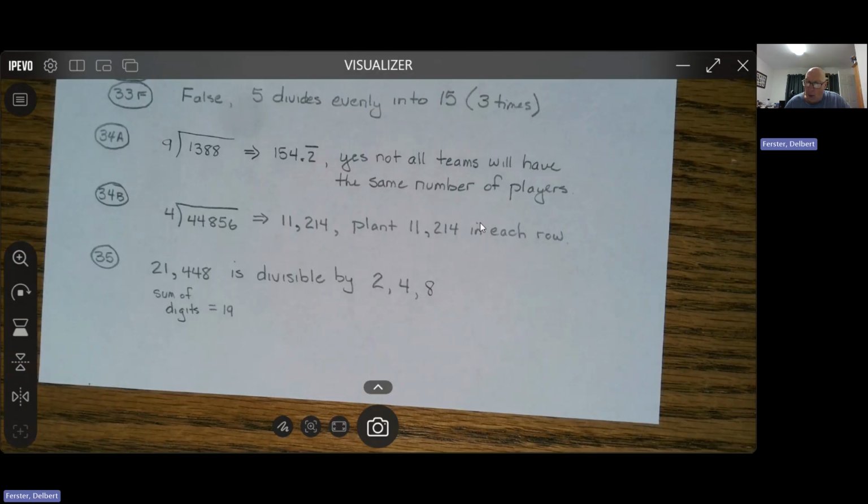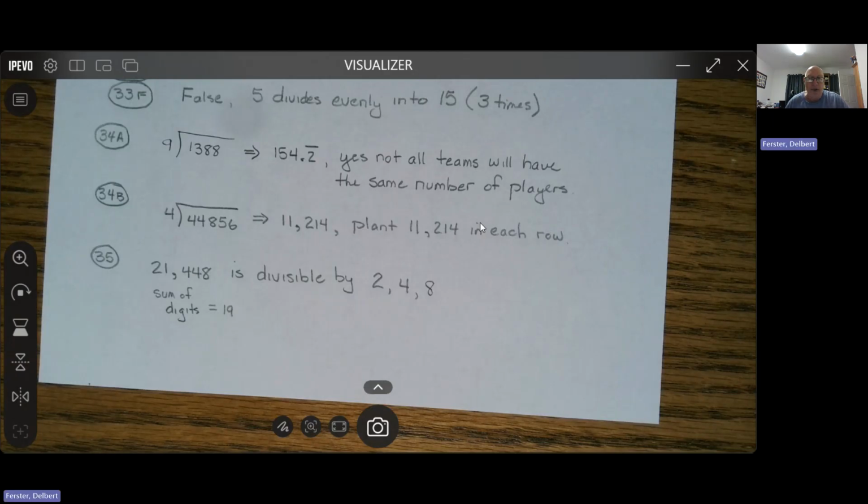You see, I tried to figure out whether 3 would work. I added the digits, so I got 19. And since 3 won't divide 19, 3 won't divide the number. Kind of the same line of logic for divisibility by 9. So the only numbers that will divide evenly are 2, 4, and 8. That's number 35.